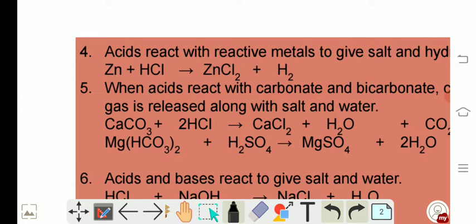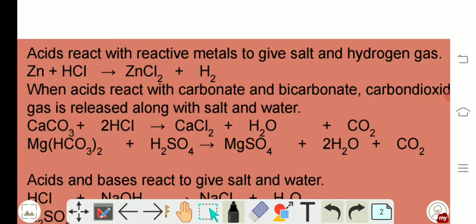You can see here, this is zinc chloride. Zinc chloride is a type of salt. It is highly soluble in water. And another product is hydrogen gas. You can see here the hydrogen gas.